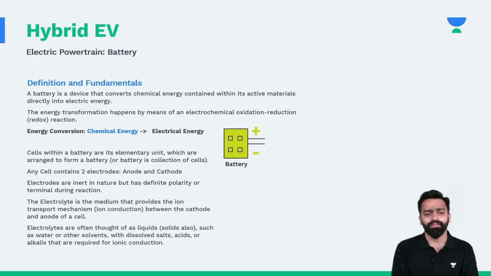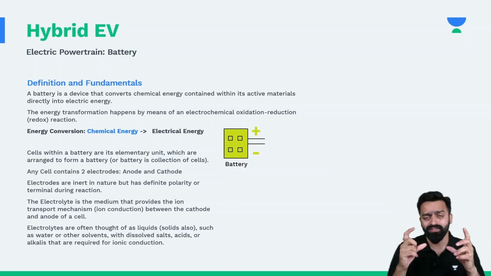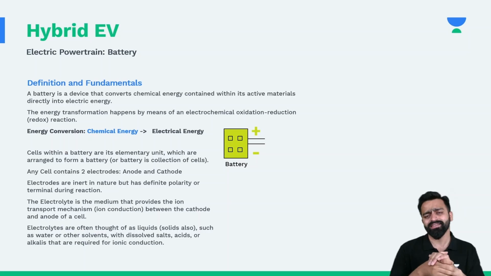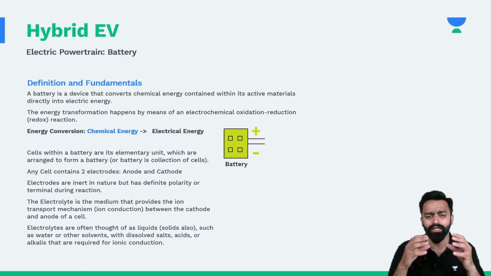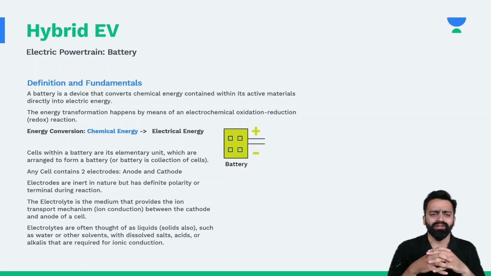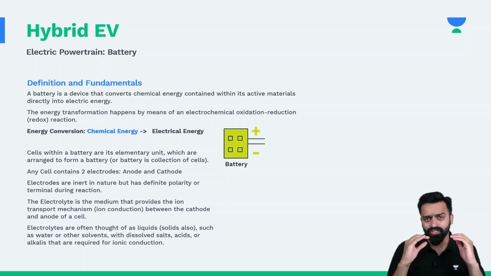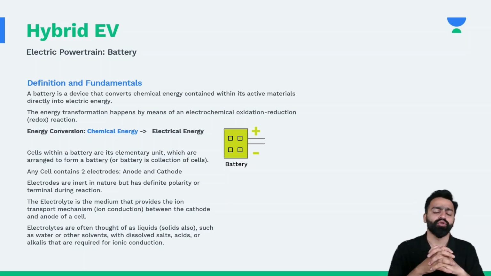So electrolytes are often thought of as liquids, and if you have anytime used the pencil cells or even lithium cells, in some of the cells they are also in terms of solid, but in our chemistry lectures we have understood most of the time that those are liquids such as water or other solvents. Like if you consider lead acid battery, there is H2SO4, that is sulfuric acid, and along with sulfuric acid there is some specific level of saturation that is maintained, so you may have some water content in it. So it is also having some salts or acids or alkalis that are required for ionic conduction.